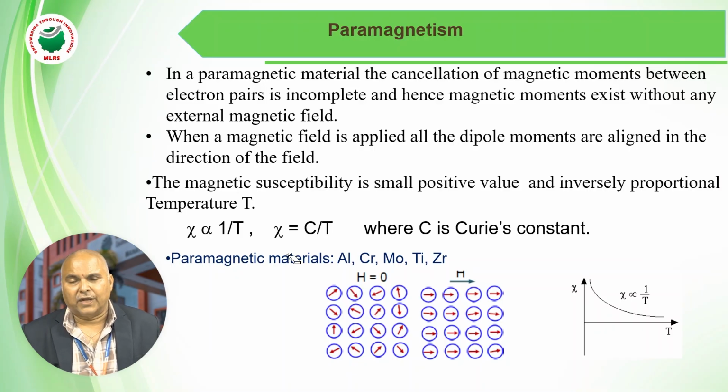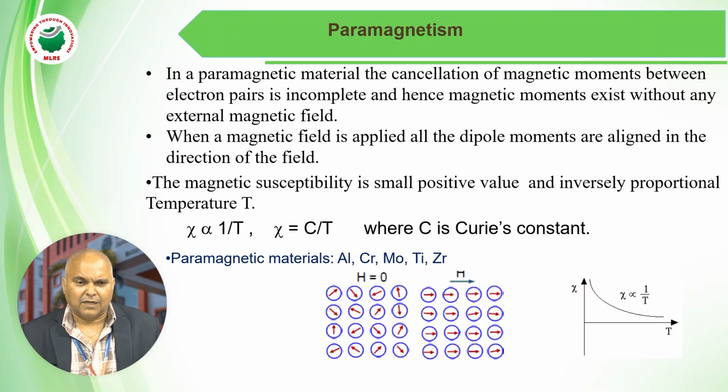C is the Curie constant. Wherever the paramagnetic material is there, this equation fits very well. The materials are aluminum, whereas in diamagnetism it was aluminum oxide. Here in paramagnetism: aluminum, chromium, molybdenum, titanium, zirconium, like that. So many materials are there where paramagnetism will occur. That type of behavior we call paramagnetic behavior.